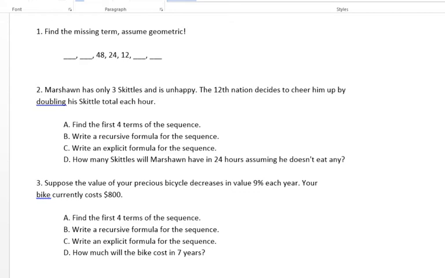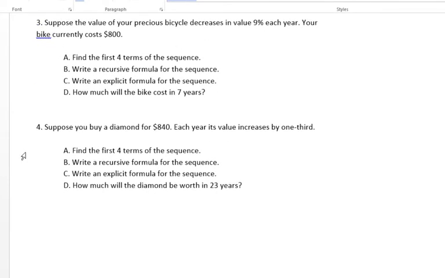Part A, find the first 4 terms of the sequence. Part B, write a recursive formula. Part C, write an explicit formula for the sequence. I should say explicit equation for the sequence. And then they're going to ask you a secondary question. So that's number 2 and number 3. Just pause this video for a minute so that you can work these problems. And then I actually have a 4th example. It looks like that.